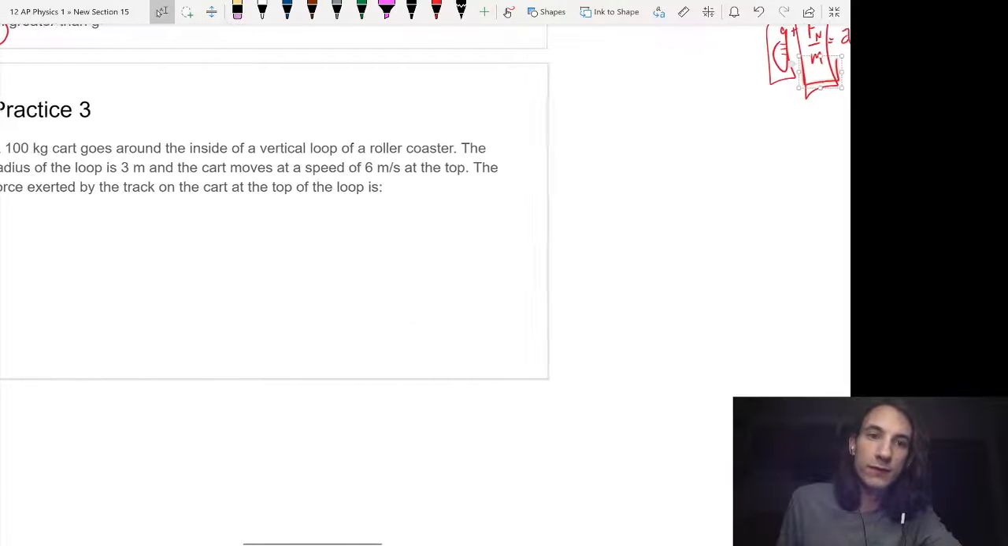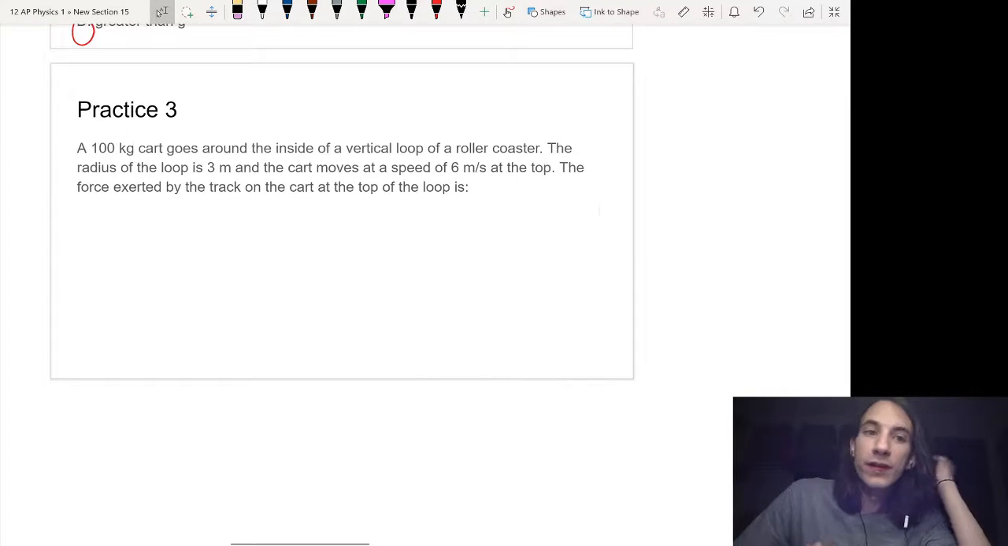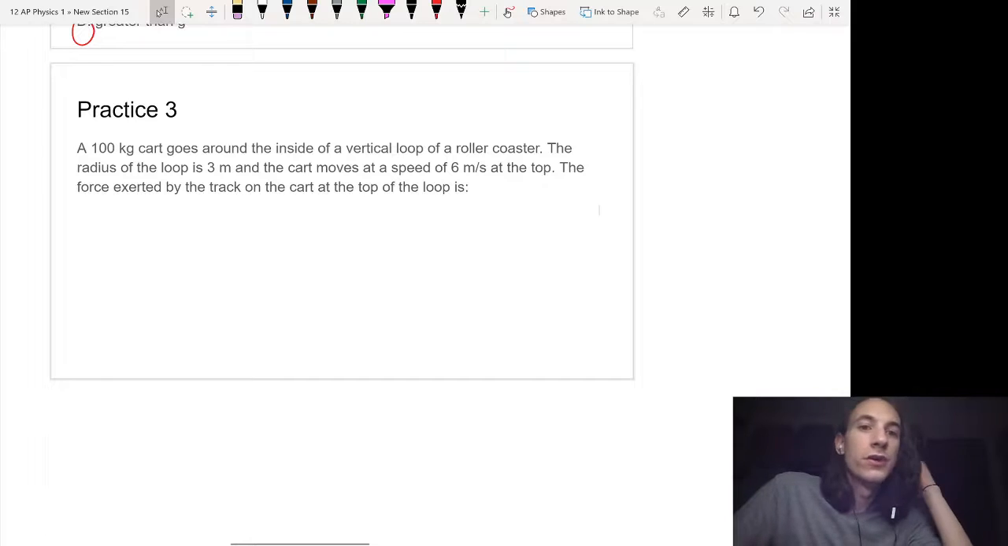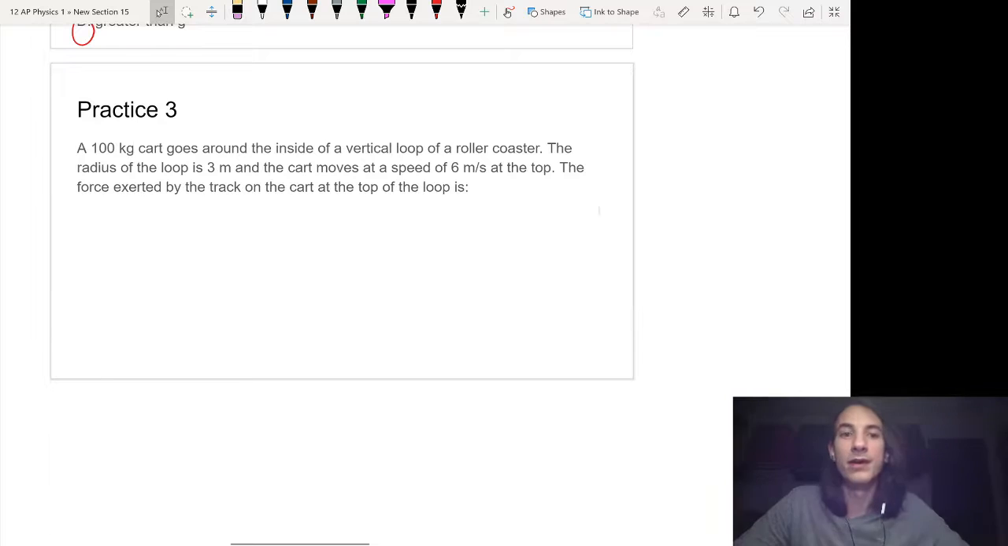Okay, so with this little practice one, we're saying a 100 kilogram cart goes around the inside of a vertical loop of a roller coaster. The radius of the loop is 3 meters and the cart moves at a speed of 6 meters per second at the top. The force exerted by the track on the cart at the top of the loop is something. So again, try this one out, pause it really briefly, and then check your answer in the rest of the video.